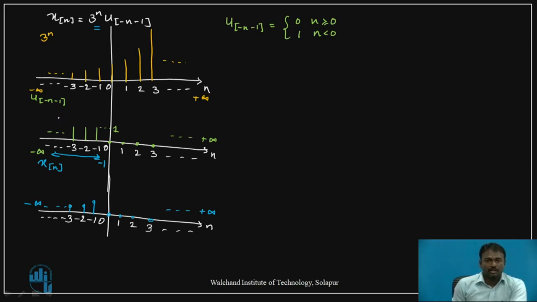Now, to draw the signal for x of n, we need to multiply these two graphs here, that is 3 to the power n and u of minus n minus 1. When we multiply 3 to the power n into u of minus n minus 1, the x of n exists only on the left side from n equal to minus infinity to minus 1, whereas for n equal to 0 to plus infinity, all the values are 0 because 3 to the power n is being multiplied by 0. So any value multiplied by 0 is equal to 0. Therefore, the limits of the summation are n equal to minus infinity to minus 1 here.